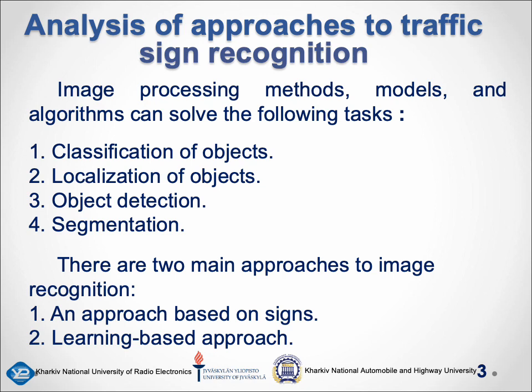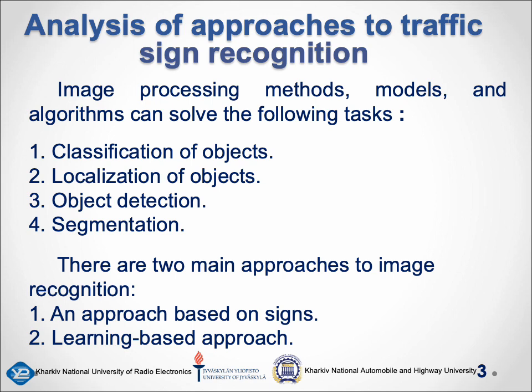The work analyzed approaches to recognizing traffic signs. Currently, image processing methods, models, and algorithms can solve the following tasks: classification of objects, localization of object detection, and segmentation. Traffic sign recognition is a computer imaging task that involves identifying a specific object or other feature in the image. There are two main approaches to image recognition: approach based on science and learning based approach.